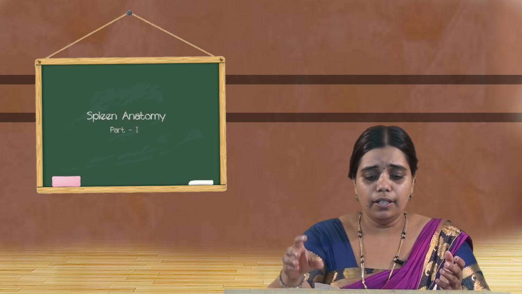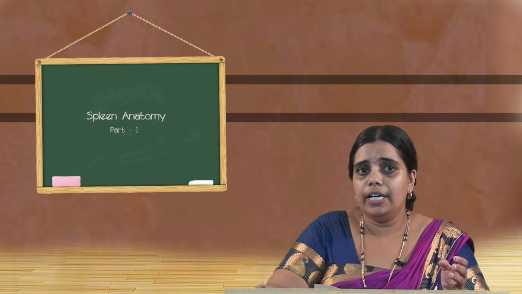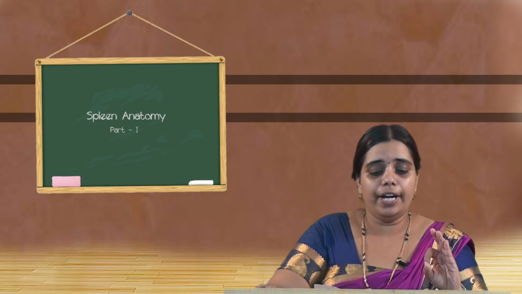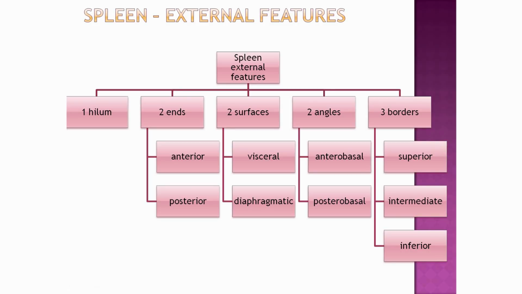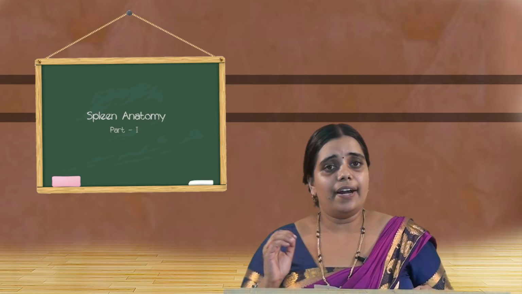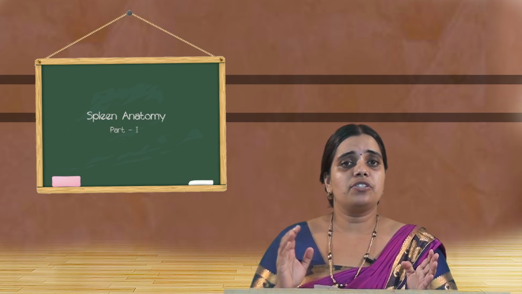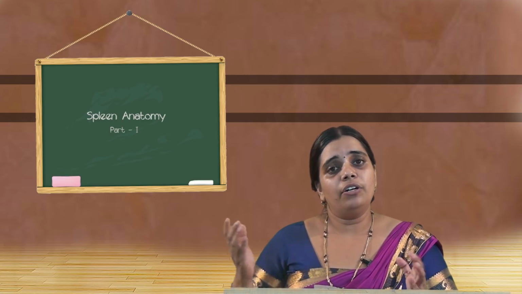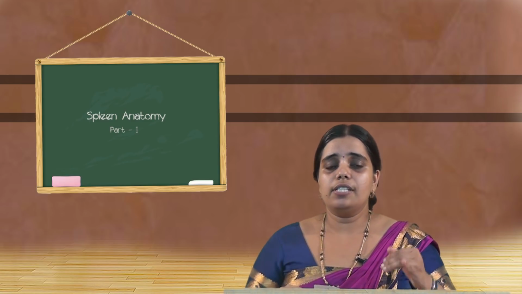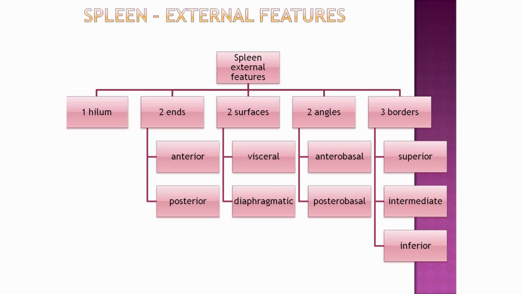Then, coming to its 3 borders, it has got superior border, intermediate border and inferior border. How to differentiate these 3? Superior border is the one which has got a notch in its anterior end. I repeat, superior border is the one which has got a notch in its anterior end. Then the intermediate border is rounded and it is towards the right, whereas the inferior border is also rounded but it is not directed towards the right. So, 3 borders: superior, intermediate and inferior.